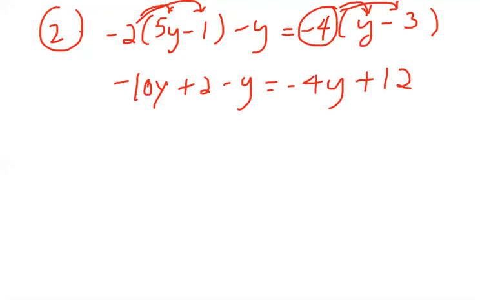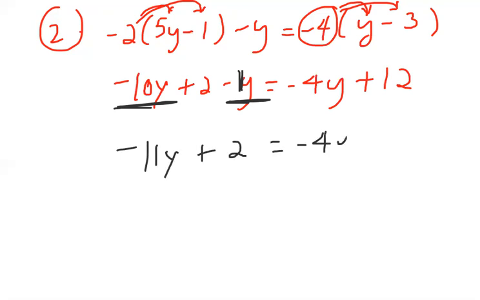Next, we're going to combine like terms. On the left side, be careful. We have a negative 10y minus y. So when we combine them together, guys, you might want to remember that there's a negative 1 here. So this is going to become a negative 11y. Bring down the positive 2. And on the right side, you still have the negative 4y plus 12.